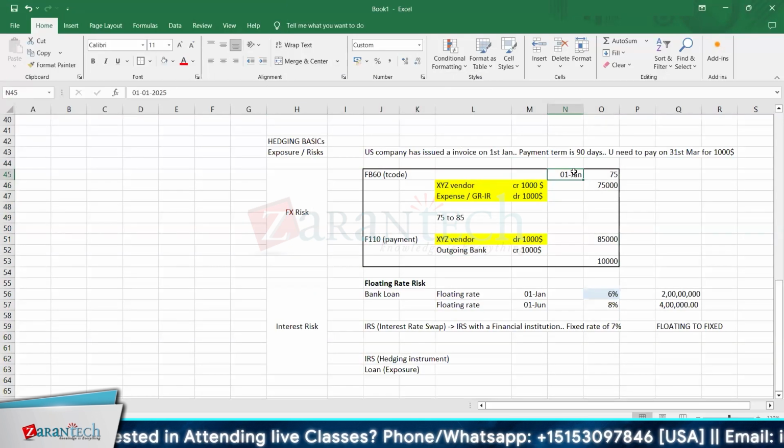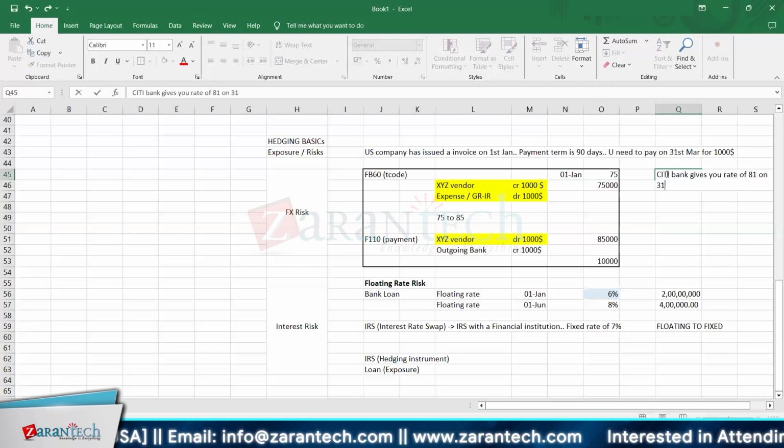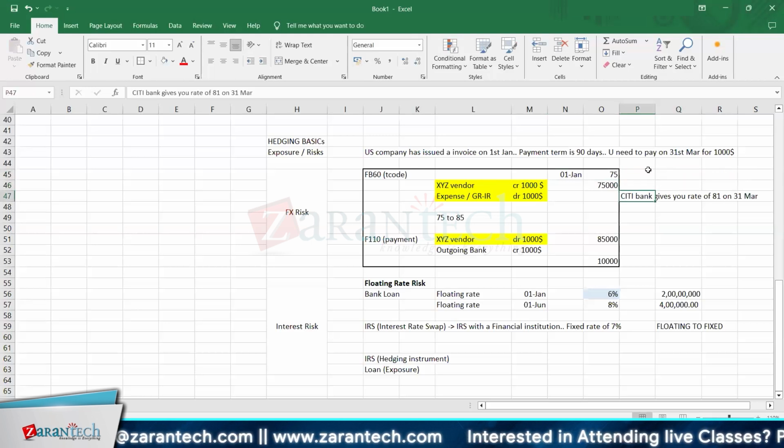You don't want the unpredictability of the rate, because if the rate moves very against you, you don't want to take any risk. You want to freeze your liquidity. So let's say an institution, let's say Citibank, is offering you that, hey, I'm going to give you a rate of 81 on 31st of March. If Citibank is giving you a rate of 81 on 31st of March and you're expecting the rate to go from 75 to 85, then you still are in profit. It may happen that it becomes 75 to 79. At that time, you'll be in loss. But you don't want to take any risk.